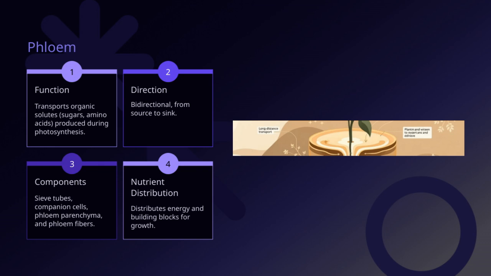Overall, this system is vital because it ensures that every part of the plant receives the energy and materials necessary for growth, development, and survival, tying into the bigger picture of how plants sustain themselves.